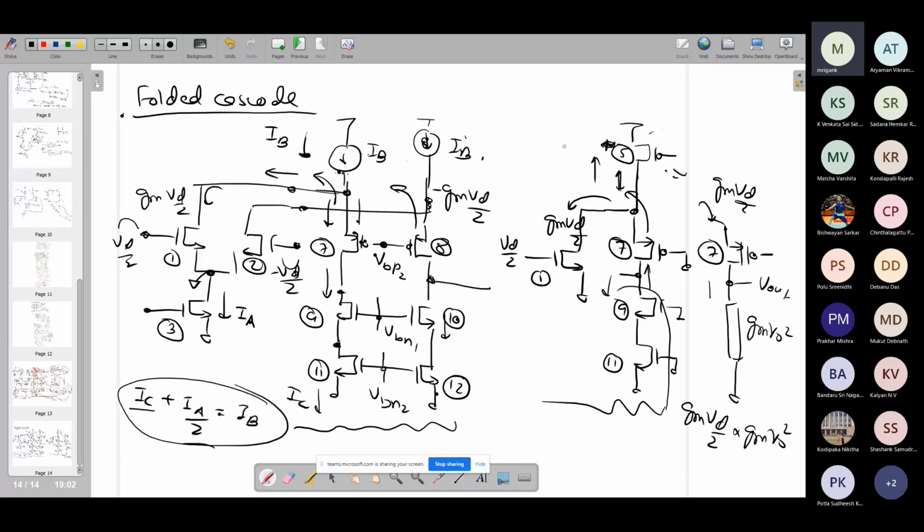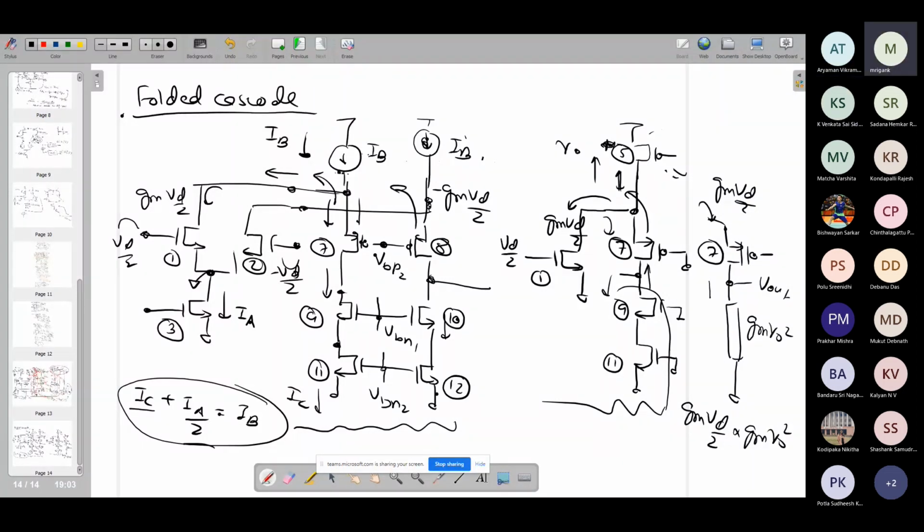R up is ro. What is R down? Looking into the source of M7, what is R down? These things you have to remember. If you don't remember these things, there is no hope in analog. Approximately it is gm ro into gm ro whole square, I think, right? Because at the lower one we have gm ro square.